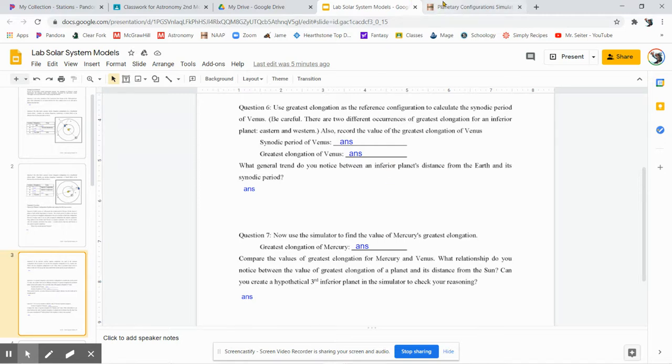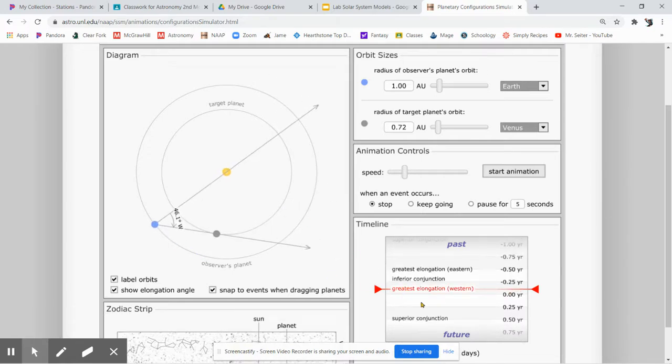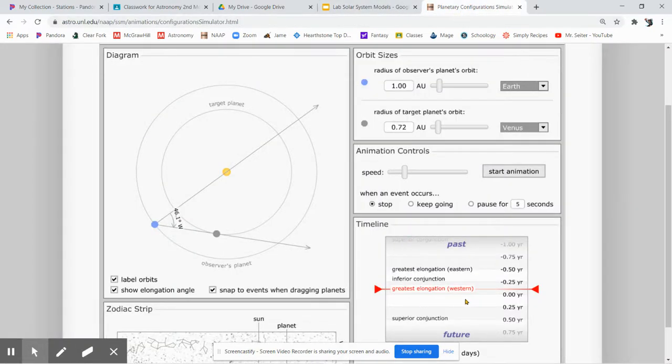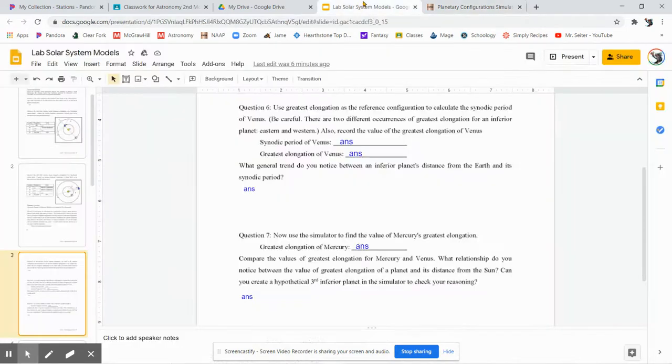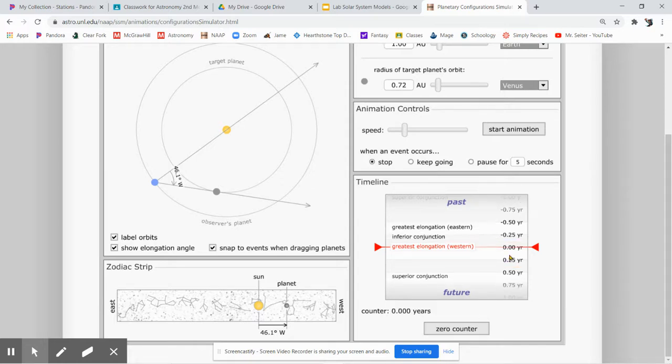All right, so let's check it out. Okay, so here we go. We are at greatest elongation west. This is where we're going to start. Okay. We can already say this is the greatest elongation. Look at here. I just now realized greatest elongation of Venus. Greatest elongation, 46.1 degrees. 46.1 degrees. All right. Synodic period of Venus. Let's see how long it takes Venus to get back to the same spot. Make sure you zero your counter.